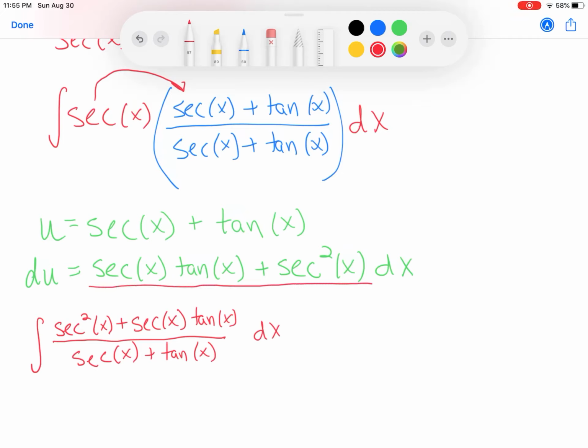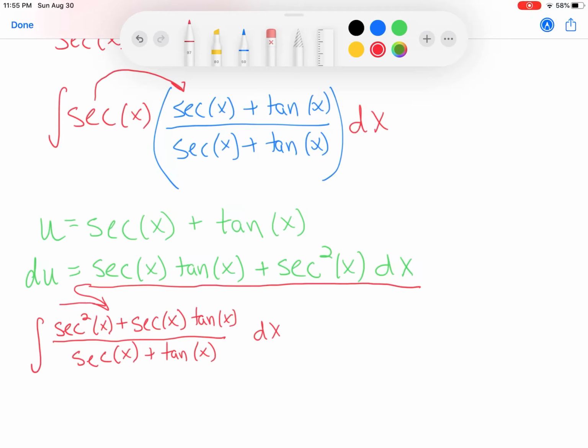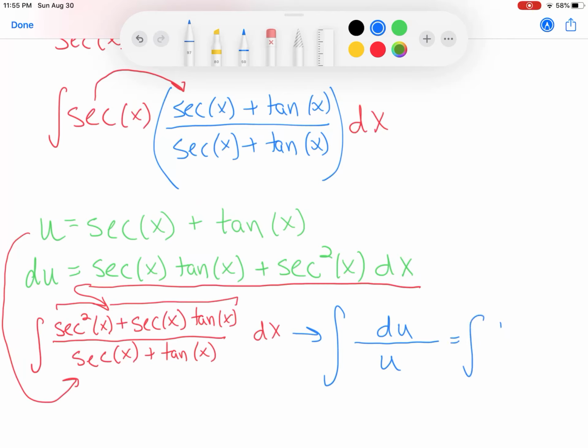Okay, where am I getting at? If you guys notice, this right here is exactly this top part. That's du. Sorry, what is u, you may ask? It's this right here. That's u. So now let's do our u sub. We're going to have basically du divided by u.